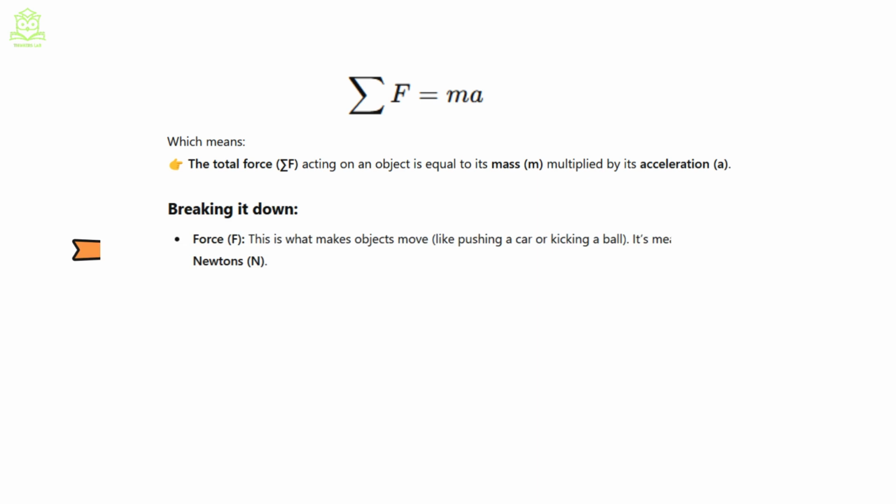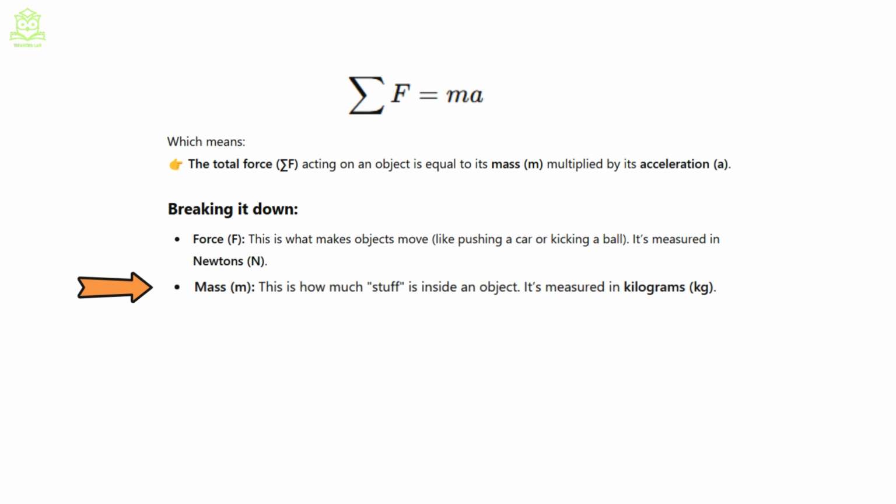Now let's break it down. Force, represented as F, is what makes objects move. For example, pushing a car or kicking a ball. Force is measured in newtons, represented by the letter N. Mass, represented as m, tells us how much stuff is inside an object. It is measured in kilograms, written as kg.